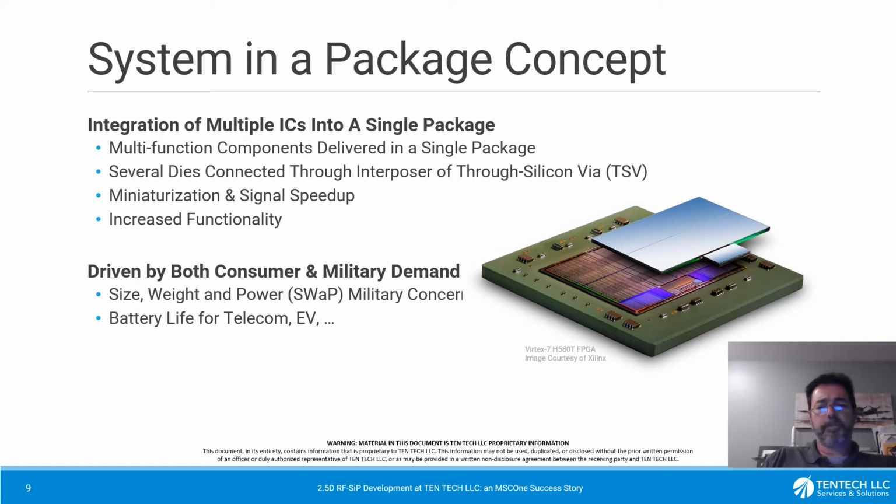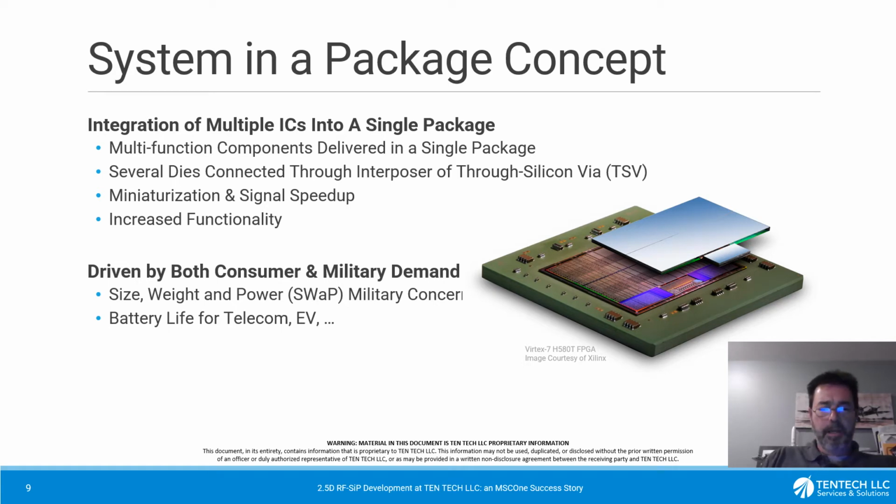But this is driven by two sets of industries. The first industry is the consumer products, and really all the autonomous vehicles, electric vehicles, and some telecom. And the second application is all the military demand. Military is all about what they call SWaP, size, weight, and power. So we see how we solve the size and weight instantly with this kind of packaging.